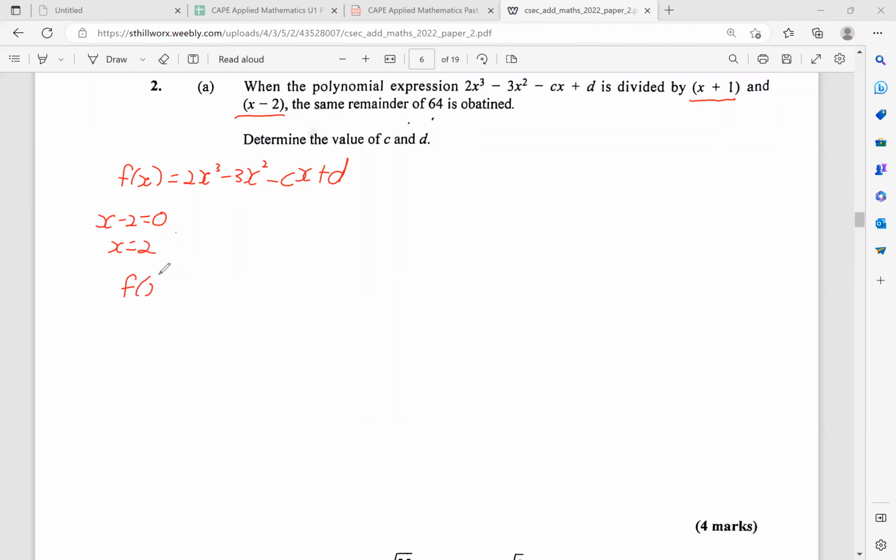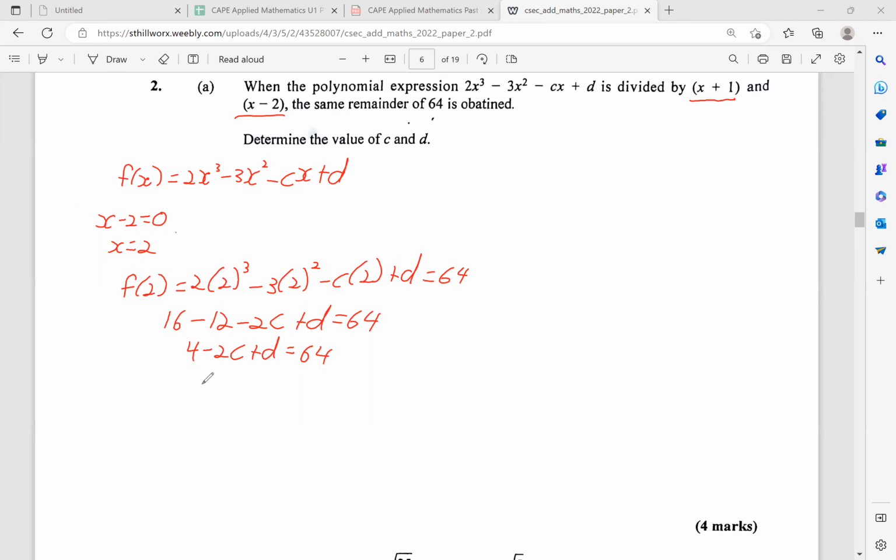So I'll get f of 2 is 2 by 2 cubed minus 3 by 2 squared minus c by 2 plus d. And I said that the remainder is 64. So I'll get 2 by 2 cubed is 16, minus 3 by 2 squared is 12, minus c by 2 is minus 2c, plus d is 64. So 4 minus 2c plus d is 64, minus 2c plus d is 60. And then I'll do the next one.